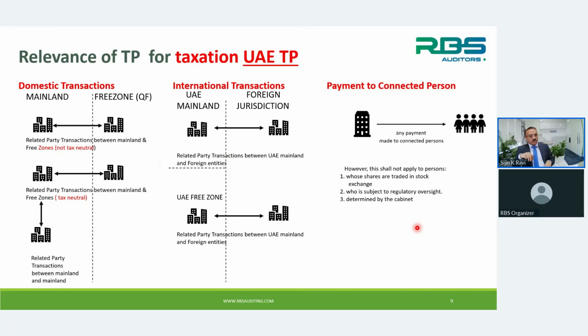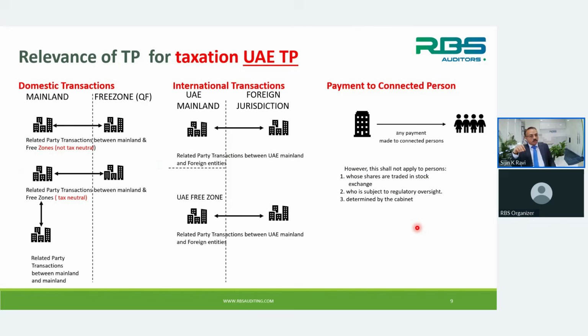It is relating to domestic transactions. So domestic transactions also come into the picture of TP. And international transactions will be applicable for all jurisdictions, that is, between mainland and a foreign jurisdiction, or from a UAE free zone to another foreign country. So automatically the taxation will be there. Then, between connected persons, any payment made to a connected person.